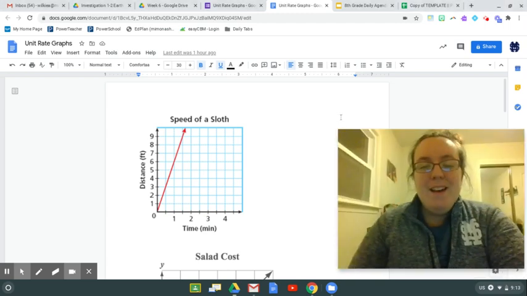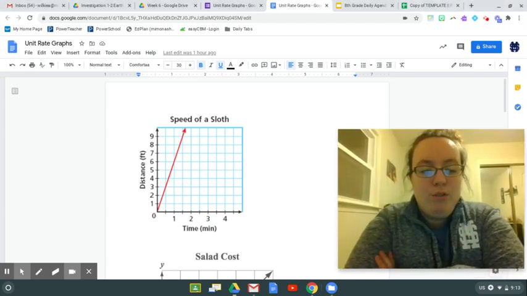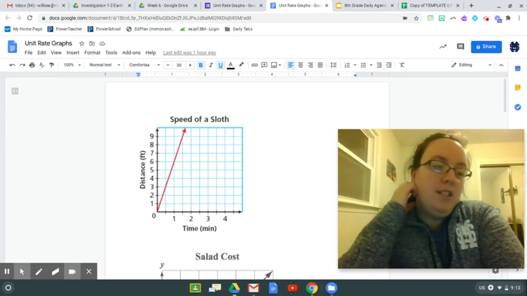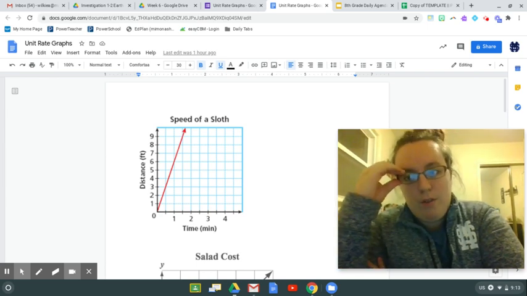Hey, eighth graders. So today what we're going to learn is how to find the unit rate of a graph. And this is easier than anything we've done so far with unit rates.